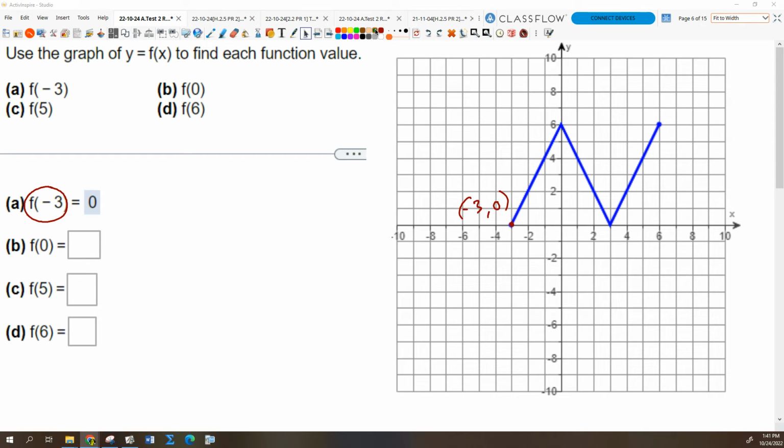Okay, next one. This time I'm inputting what? So what's the output? 6, right there. That's the point that tells me the ordered pair is 0, 6. Okay, next one.